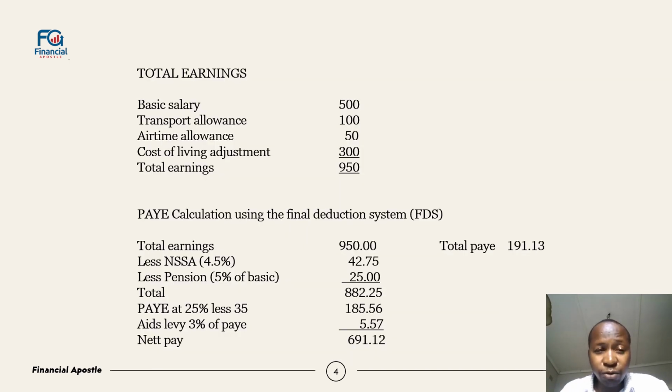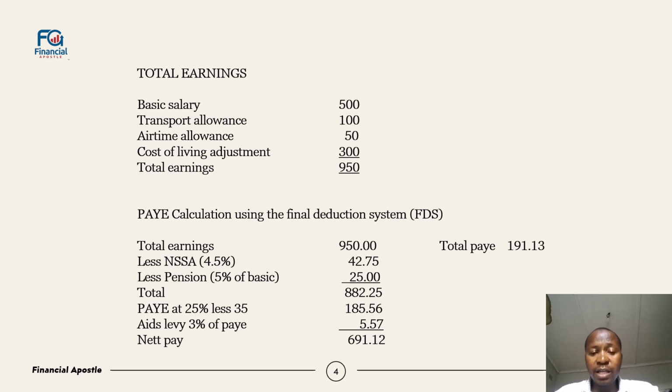So here I want now to do a simple calculation to show you how you determine your pay as you earn from your employment. For this individual, his basic salary is $500 per month. He gets a transport allowance of $100, airtime allowance of $50, and a cost of living adjustment of $300. So his total earnings now add up to $950 per month.